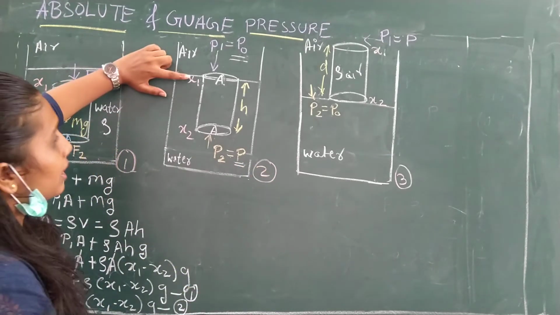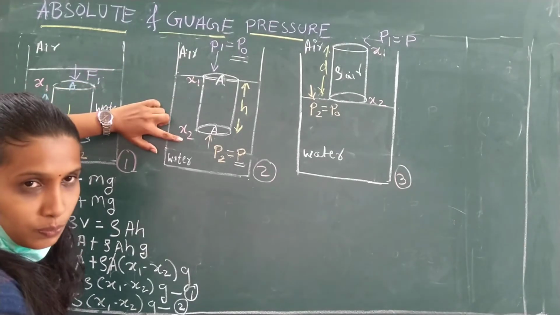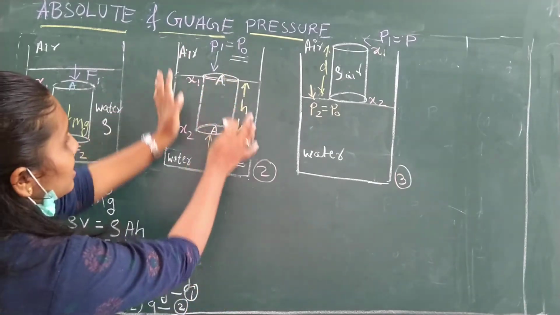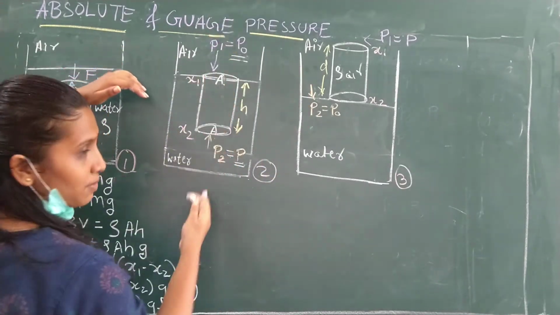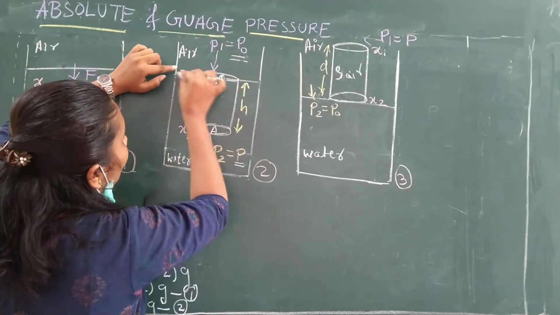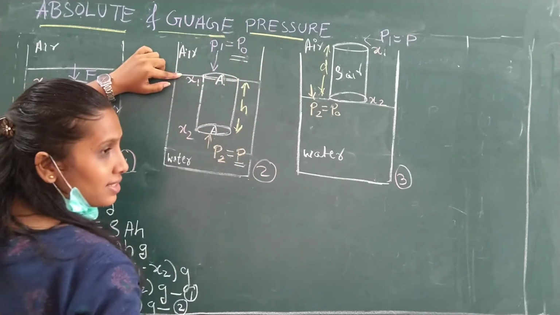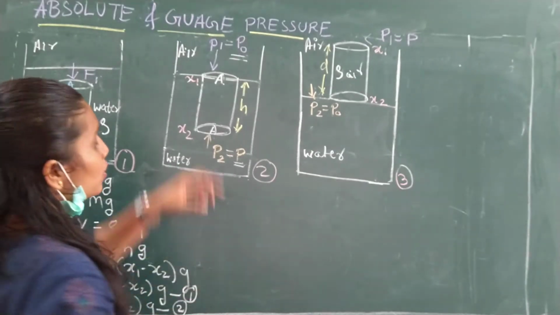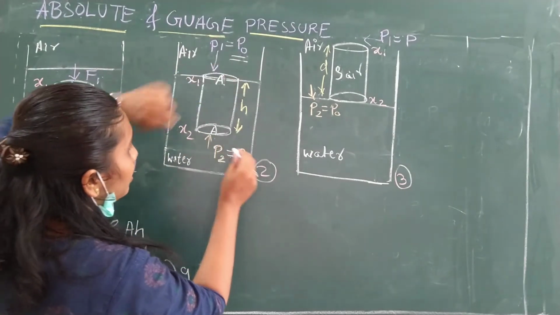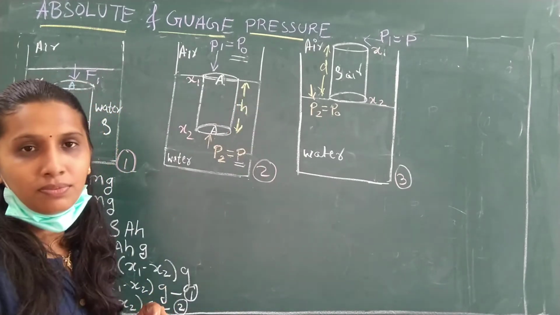If we consider again two reference points, here is my x1 and this is my x2. Now, just see this diagram properly. If I say this is my coordinate system, here above the surface of this fluid, I will consider positive y-axis and below this I will consider negative y-axis. So, whatever height I am considering here, it will be negative, that is minus h.